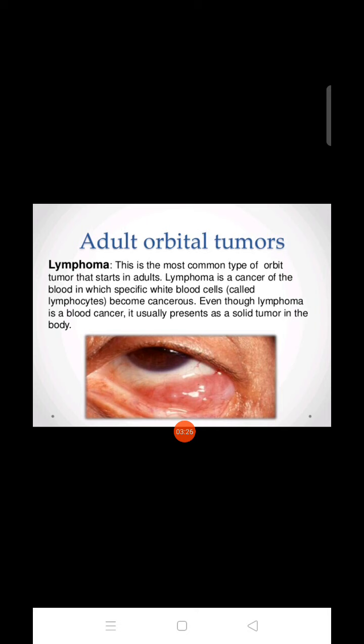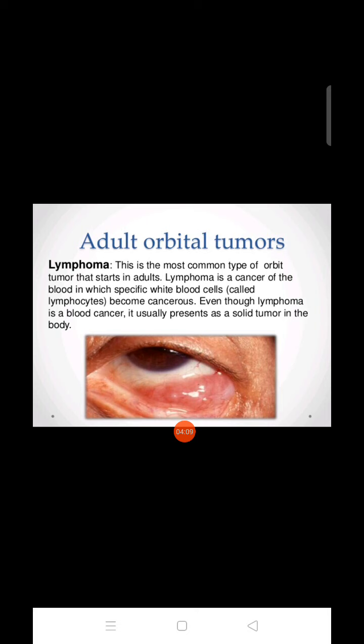Next one is adult orbital tumors. In adults there is lymphoma, the most common type of orbital tumor that starts in adults. Lymphoma is a cancer of the blood in which specific white blood cells called lymphocytes become cancerous.